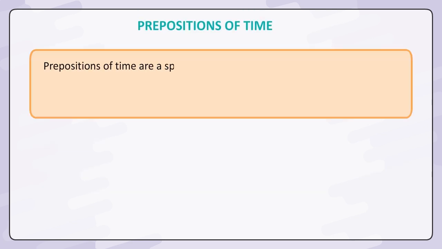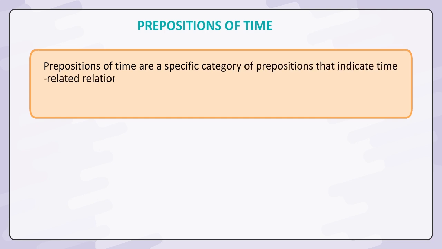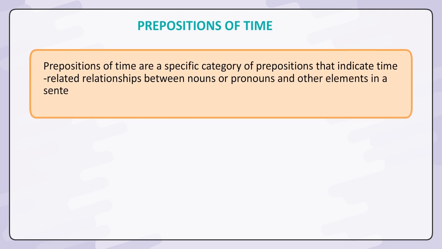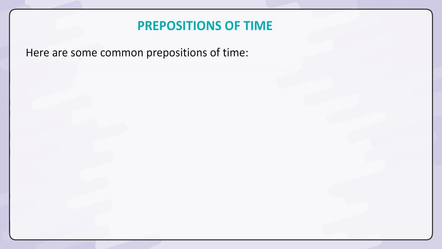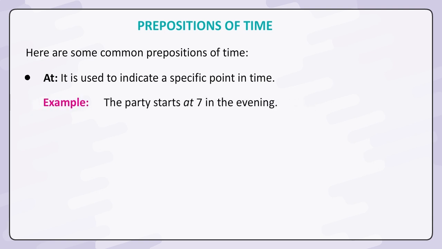Prepositions of time. Prepositions of time are a specific category of prepositions that indicate time-related relationships between nouns or pronouns and other elements in a sentence. These prepositions help us understand when an action takes place, the duration of an event, or the frequency of an activity. Here are some common prepositions of time. At. It is used to indicate a specific point in time. Example. The party starts at 7 in the evening.